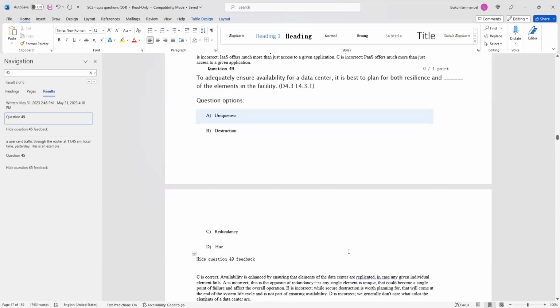So availability is enhanced by ensuring that we have everything in our cloud replicated across multiple sites, across multiple instances, so that if one server, for example, were to go down, then we've got a redundant or backup server in the cloud or somewhere else. So resilience and redundancy.